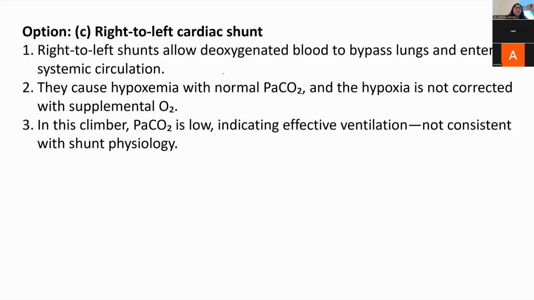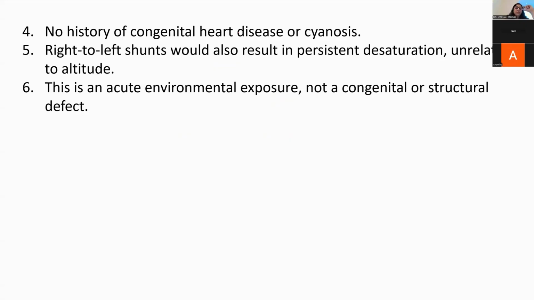Right to left shunts, once again, right to left shunts will allow what? Deoxygenated blood to bypass the lungs and enter into the heart, that is systemic circulation. Now they cause hypoxemia with normal PCO2 and the hypoxia is not corrected with supplemental oxygen. In this climber, PaCO2 is low, indicating effective ventilation, not consistent with shunt pathophysiology. So here in this mountain climber, there is no pathophysiology. It is just that the atmospheric air pressure is low. With no history of congenital heart disease or cyanosis, we can rule out the right to left shunt.